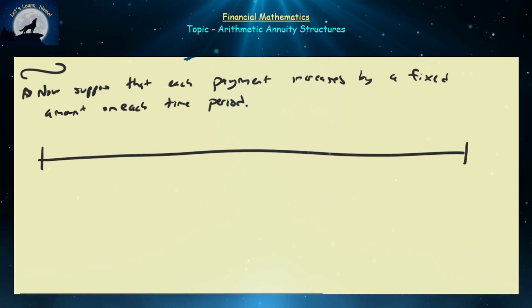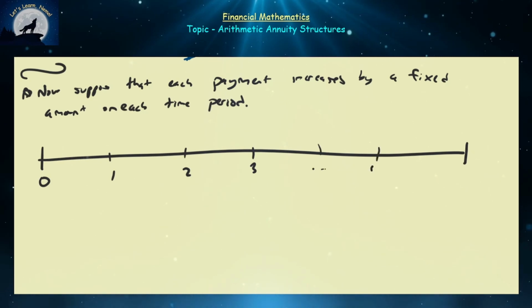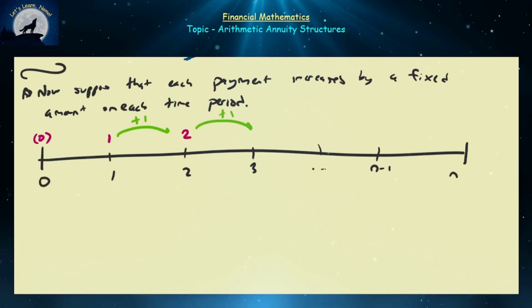So let's again draw another basic timeline. 0, 1, 2, 3, all the way down to n minus 1 and n. So again, let's assume that this is of an annuity immediate structure. So a payment of size 0 at time t equal to 0, 1 at time 1, and now we're going to increase this by a value of 1, and that's obviously going to go to 2. We're going to increase that by a fixed value again of 1, and that's going to go to 3, and then we're going to continue this structure all the way down to n minus 1.